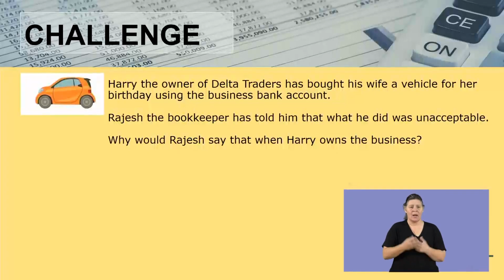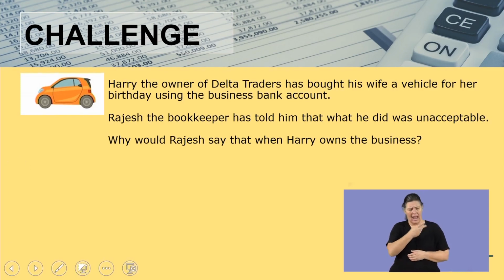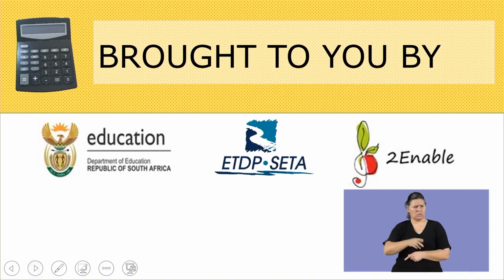Before I leave you, dear learners, I have a challenge for you, and it reads: Harry, the owner of Delta Traders, has bought his wife a vehicle for her birthday using the business bank account. Rajesh, who is the bookkeeper, has told him that what he did was unacceptable. Why would Rajesh say that when Harry owns the business? I'm going to leave you with that.